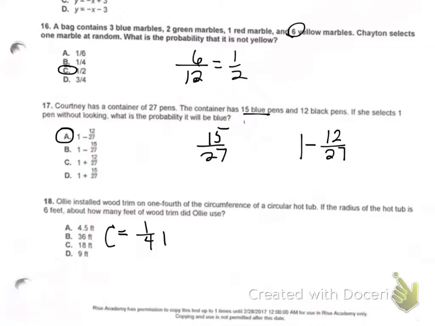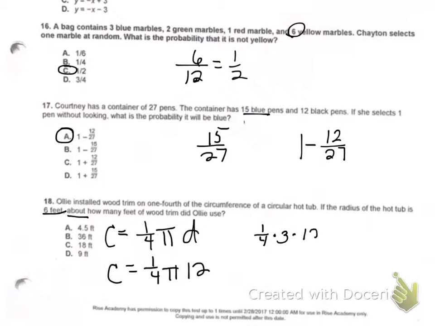1/4 pi d, you could use that one, right? So the radius is 6, so my diameter would be 12. So C equals 1/4 times pi times 12. Or I could do C equals 1/4 times 2 pi r, and that would be the same thing here. Now it does say about, so I'm going to use 3 for pi because it's rounding. So 1/4 times 3 times 12.